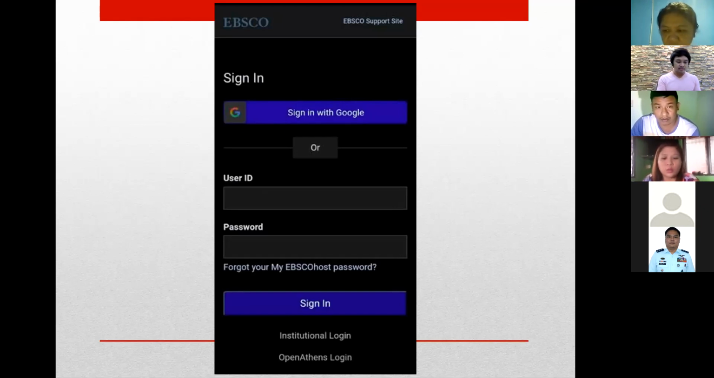Alam niyo ba yung EBSCO na yan? Yes po. O, ano ibig sabihin ng EBSCO? Database po siya ng mga researchers and journals that are published. Okay, tama naman. Eh ano naman ang ibig sabihin ng EBSCO?